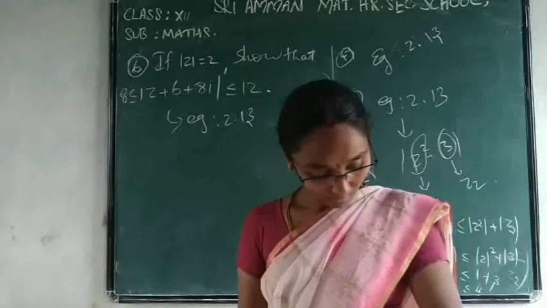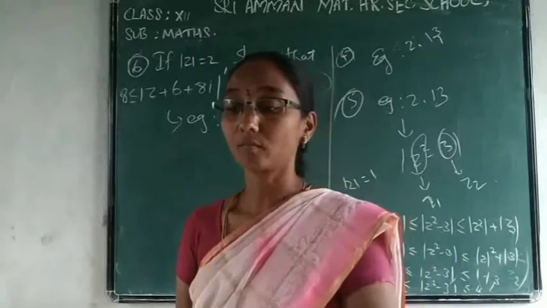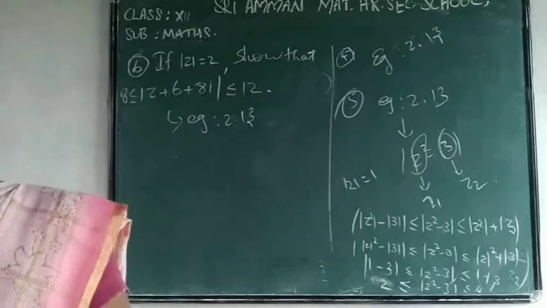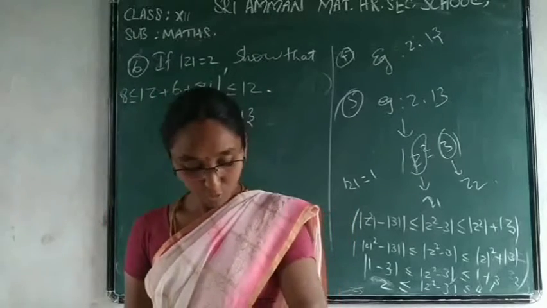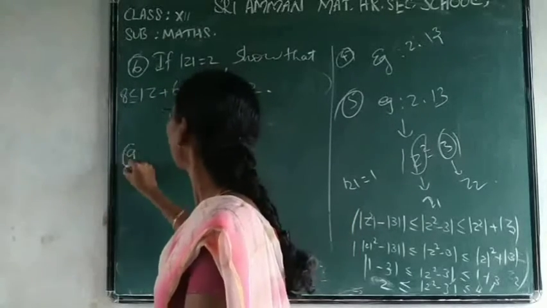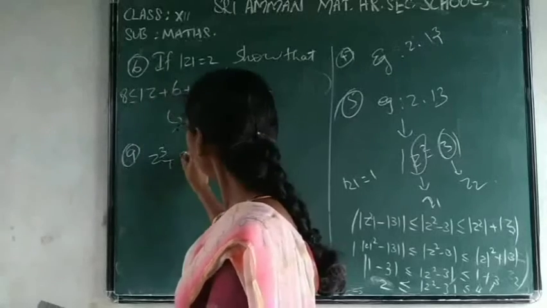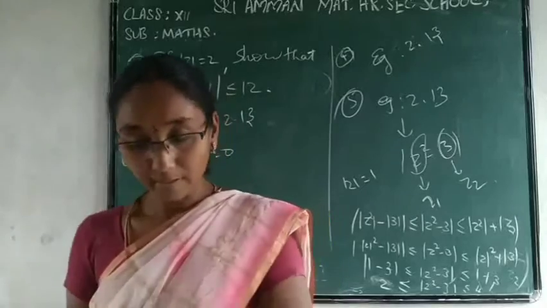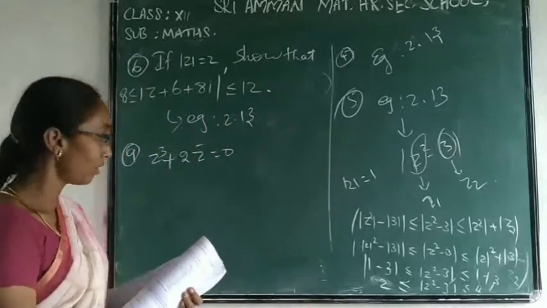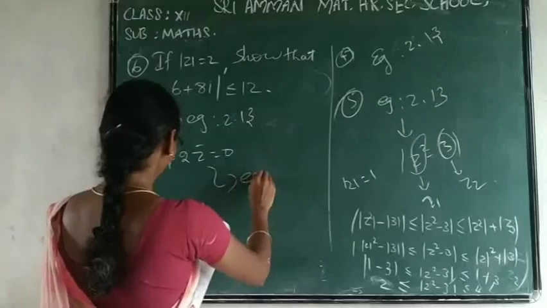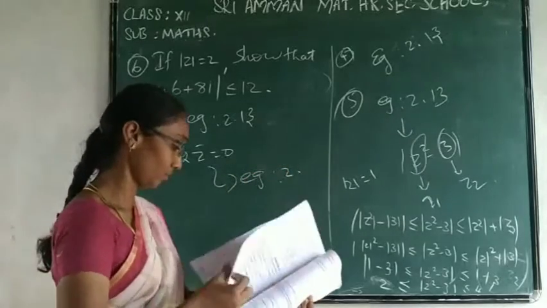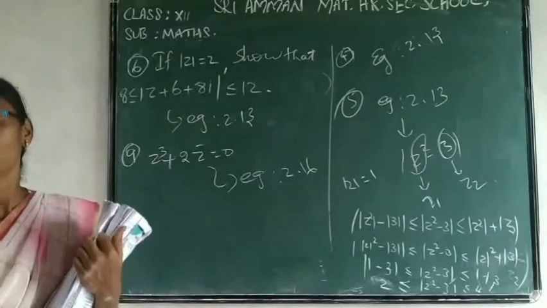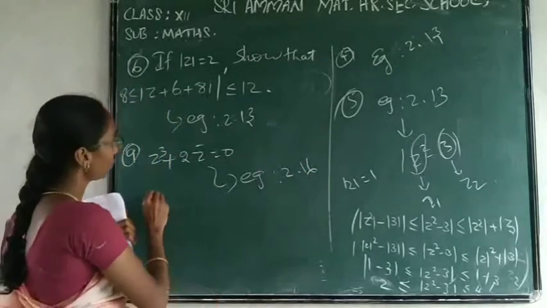And then the ninth question. Ninth question is to show that the equation z cube plus 2z bar equal to 0 has 5 solutions. This is also example 2.16.